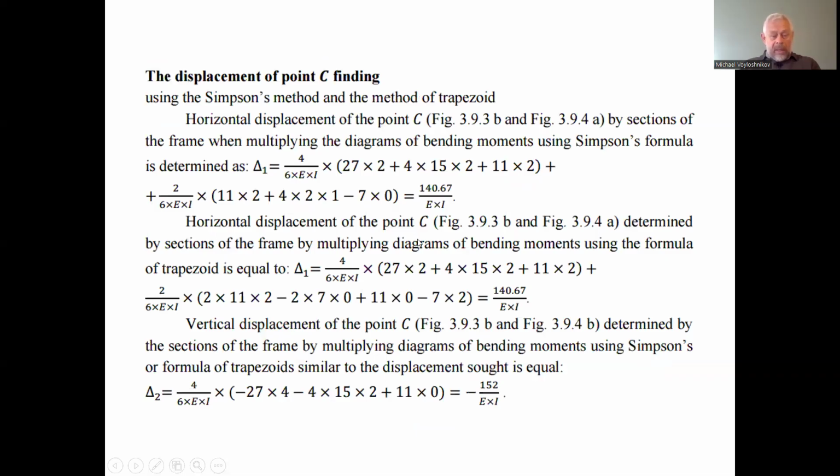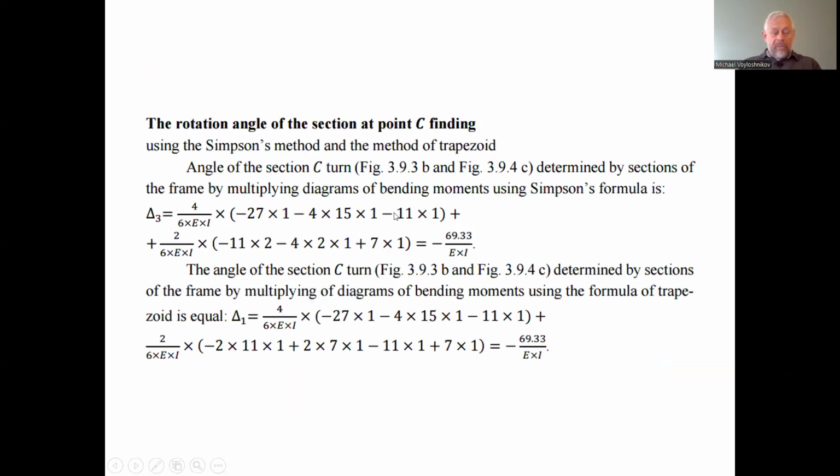So we have minus 11 product by 2. Excuse me, minus 27 product by 1. 1 is the magnitude of the bending moment, and as well we have minus 4. 4 is the factor of Simpson rule. Product by 15 and product by 1.